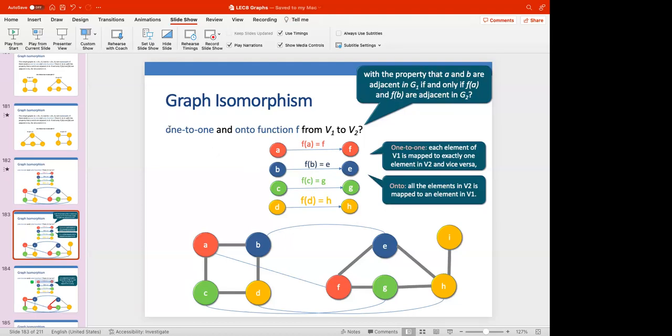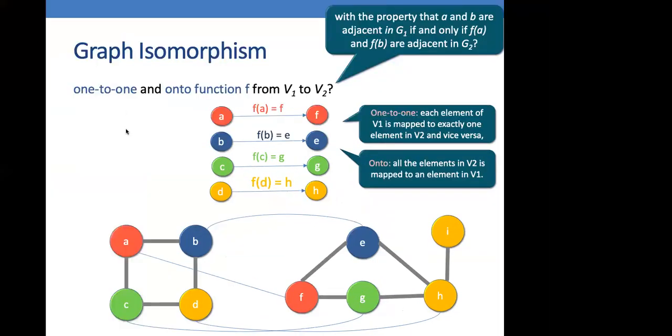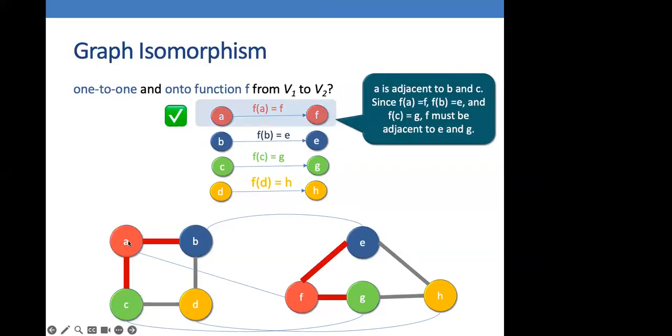Okay. Now, we haven't explored this property yet. So we have explained why it is one-to-one and onto function f from V sub 1 to V sub 2. But with the property that A and B are adjacent in G sub 1, or graph 1, if and only if the elements they are mapped to are also adjacent in G2. Okay, so let us explore that more with an example. So let us start from here. So A is adjacent to B and then C.